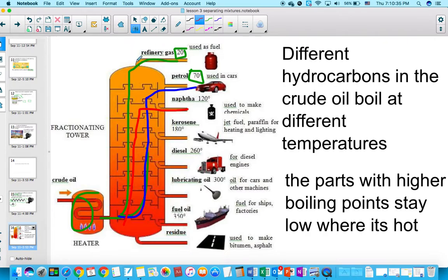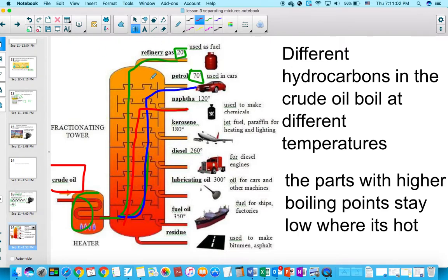Each of these different chemicals are in crude oil, in this mixture. And they boil out at different temperatures. So using a different temperature, you can separate the different molecules based on their boiling point, right? Refinery gas will boil out first, then petrol, then naphtha, then kerosene, then diesel, then lubricating oil.